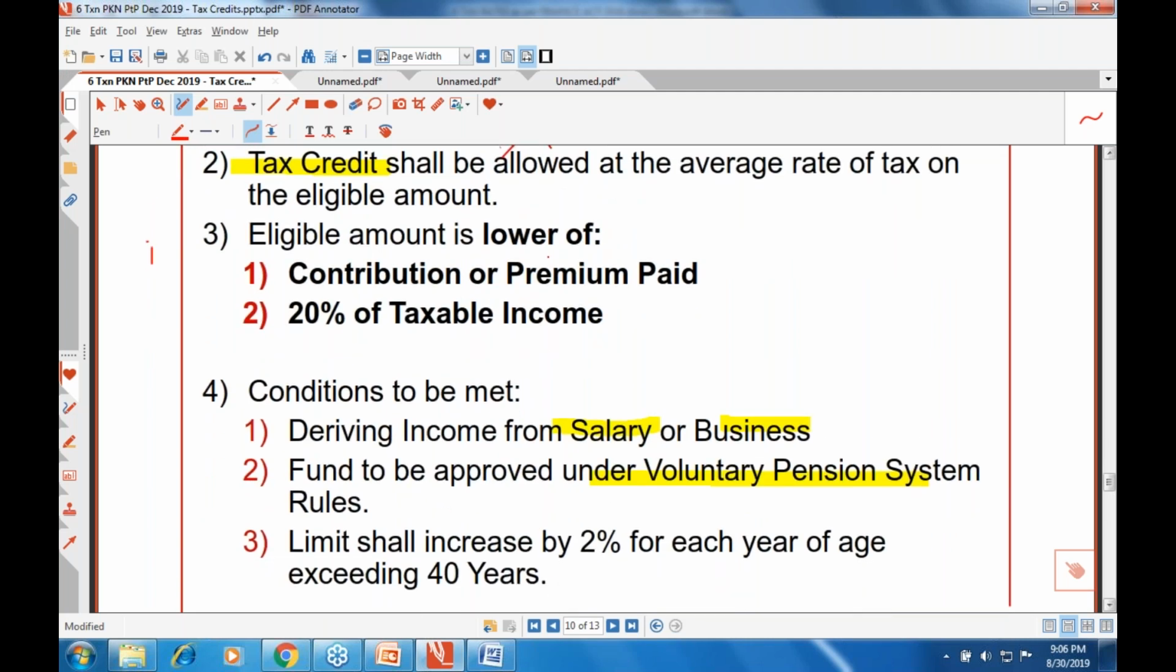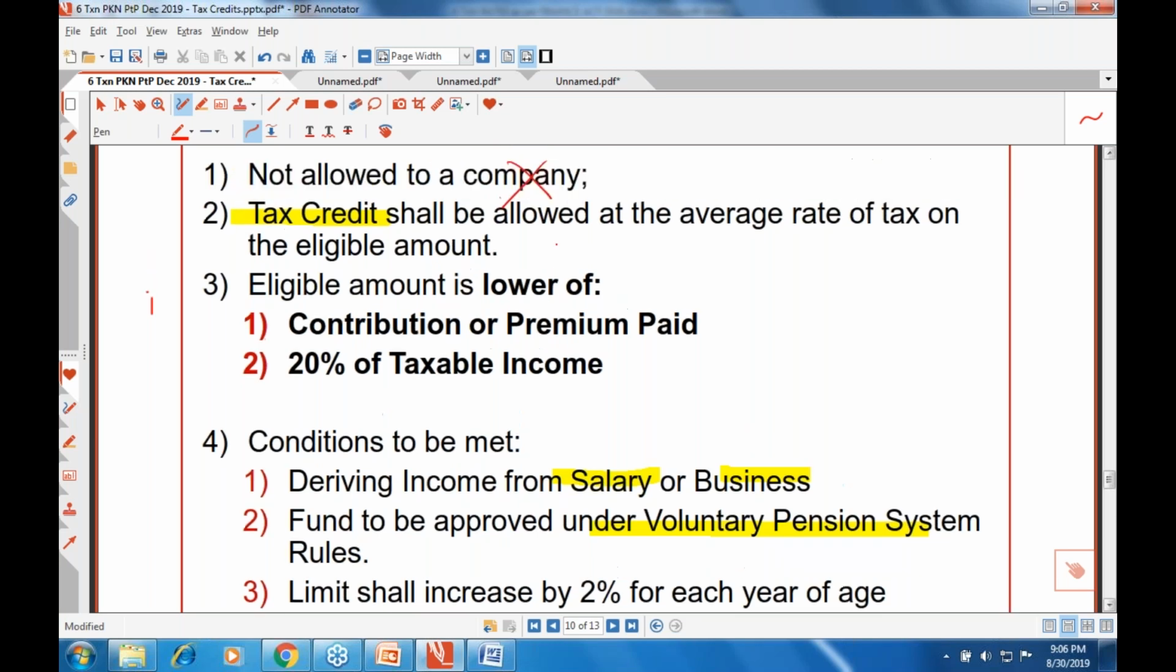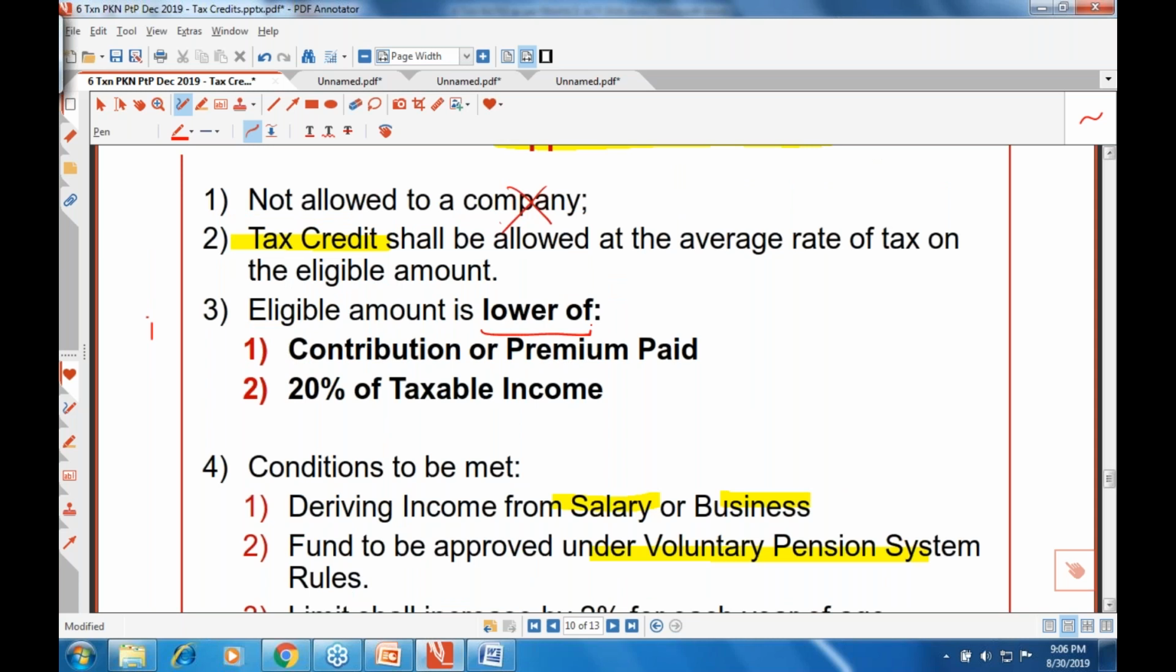So remember, if you are deriving income from business or salary, you will be allowed a tax credit with the average rate of tax at the lower of the contribution or premium paid, or 20% of taxable income. So basically, whichever amount is lower, the contribution you pay or the 20% of the taxable income, you will get the credit for that.